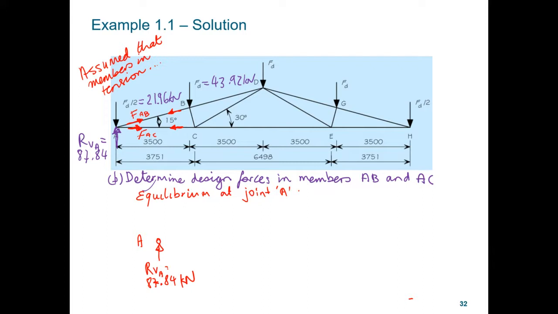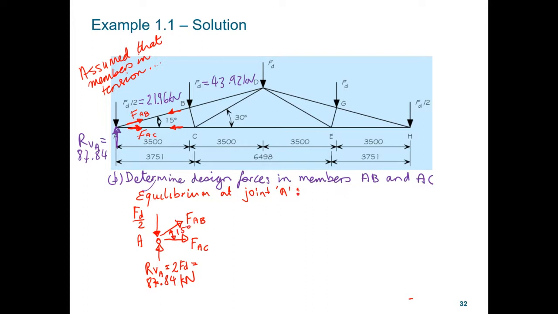Okay, we've got a vertical reaction at A. We've got this member here, FAC, that we don't know what it is yet. And we've got this other member here, FAB. Again, we don't know what it is yet. We've got another vertical member here, which is FD over 2. And RA is actually 2FD, which equals 87.84. And the angle between those two is 15 degrees.